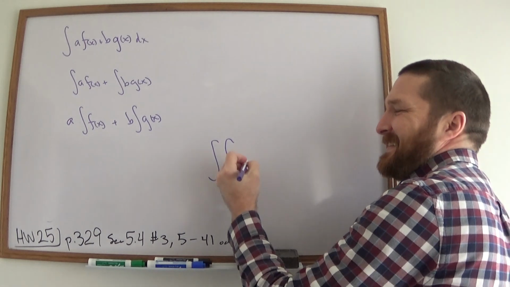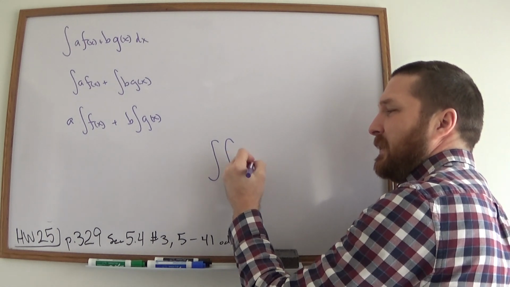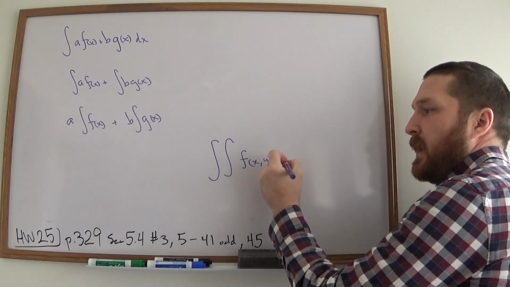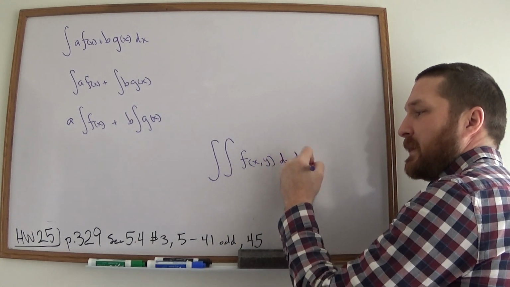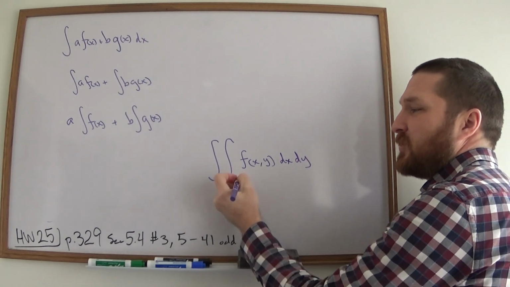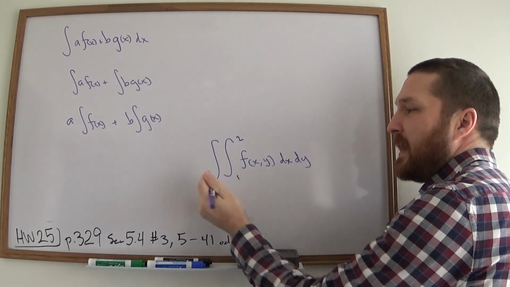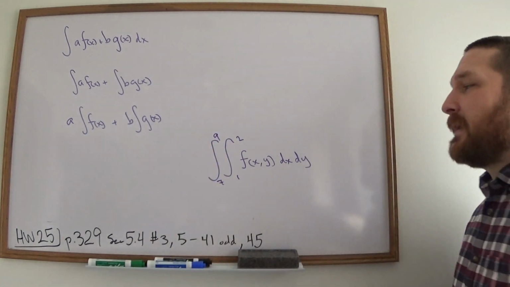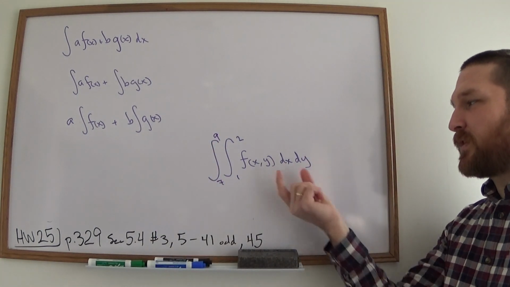Then it matters. Because double integral happens when you have a function of two variables, and you're integrating with respect to both of them. So let's say in x you're going from 1 to 2, and in y you're going from, I don't know, 7 to 9. Now it matters, and you need to know which one you're doing first.